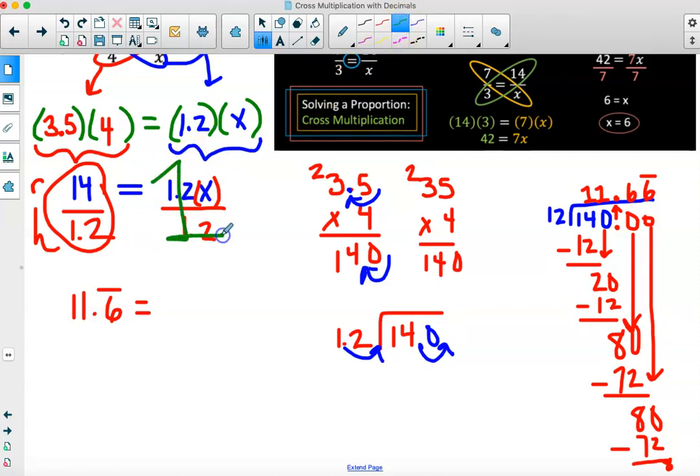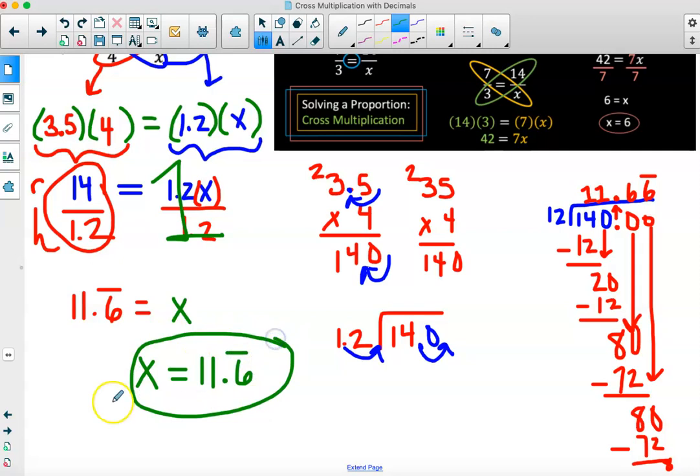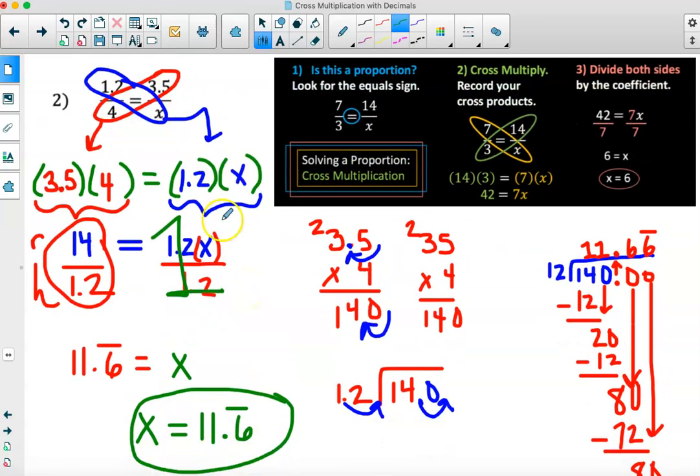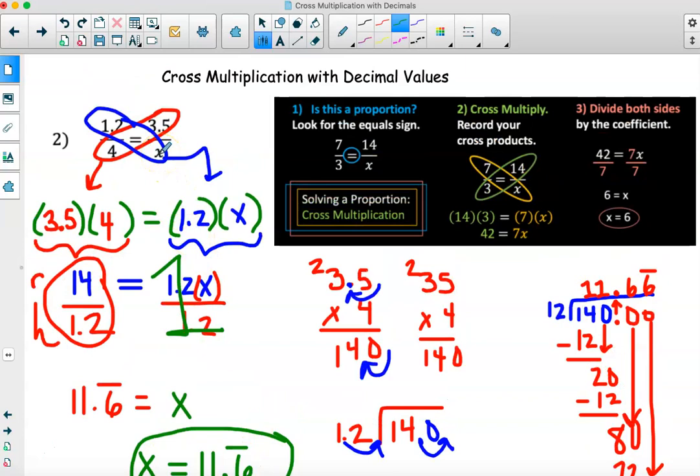1.2 divided by 1.2 equals 1, and 1x is the same thing as x. So our final answer is x equals 11.6 with a repeat symbol over the 6. We have now completed cross multiplication with decimals. We solved for the missing value. We got 11.6. So 3.5 over 11.6 is equal to this fraction, 1.2 over 4.